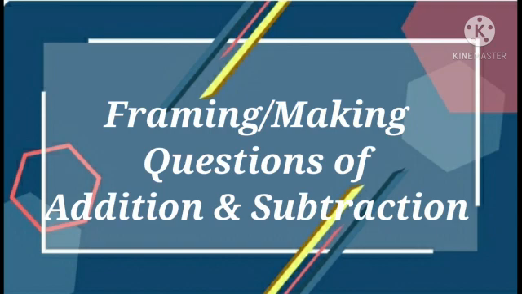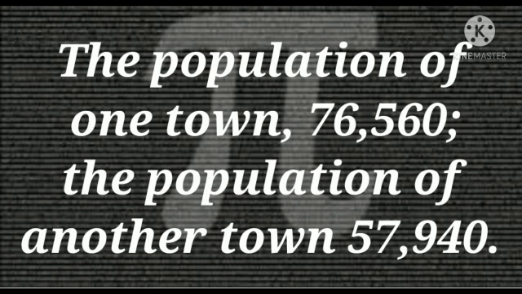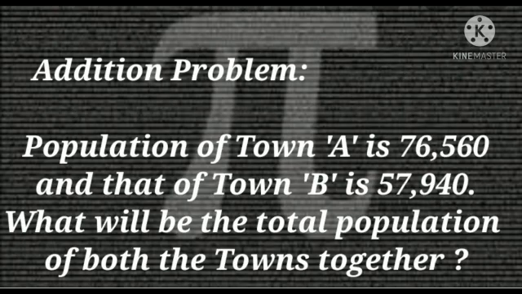Now students, we are going to learn framing, making questions of addition and subtraction based on the given information. So here is our example. The population of one town is 76,560. The population of another town is 57,940. So first we are going to frame an addition problem. Population of town A is 76,560 and that of town B is 57,940. What will be the total population of both the towns together?